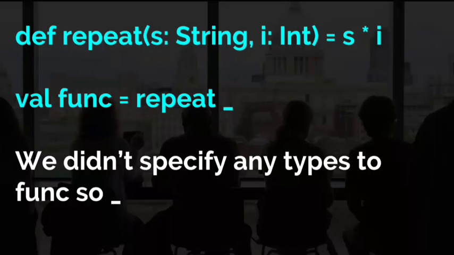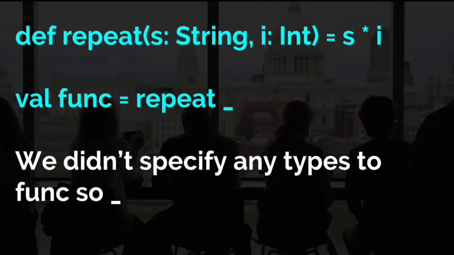Note that we didn't specify any type parameters to the val func, and this is why we need the underscore. If you do supply the type parameters to the func, from string and int into a string, then you will see in the next example that this underscore will be used less and less as you supply more and more type parameters.